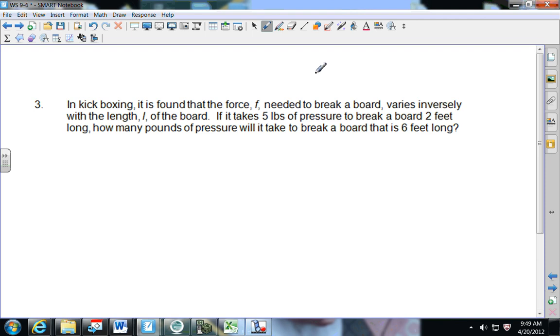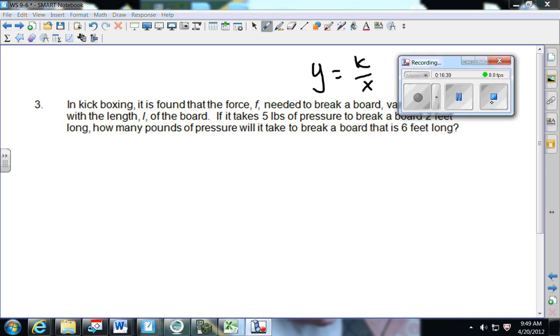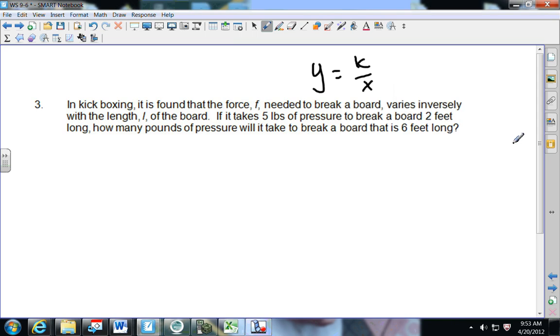Here's the next one. Using the same equation, y equals k over x, I want you to try and answer this question. Okay. In kickboxing, it is found that the force needed to break the board varies inversely with the length of the board. So that means that the force varies inversely with the length. It takes 5 pounds of pressure to break a board of 2 feet. So 5 pounds of pressure to break a board that is 2 feet long. How many pounds of pressure will it take to break a board that is 6 feet long?